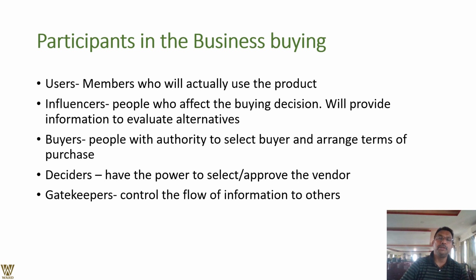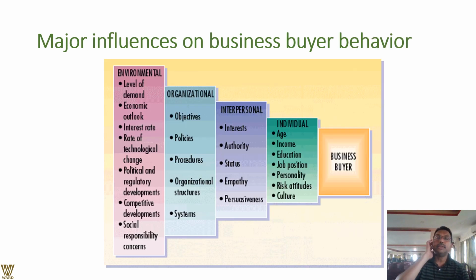Participants in business buying: users, members who will actually use the product; influencers, people who affect the buying decision and provide information to evaluate alternatives; buyers, people with authority to select suppliers and arrange terms of purchase; deciders, who have the power to decide and approve the vendor; gatekeepers, who control the flow of information to others. So, major influences. Now, what are we looking into in the business buyer?